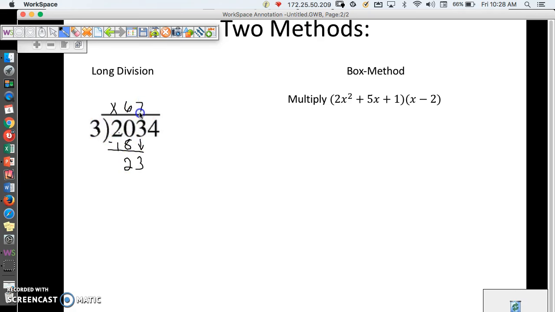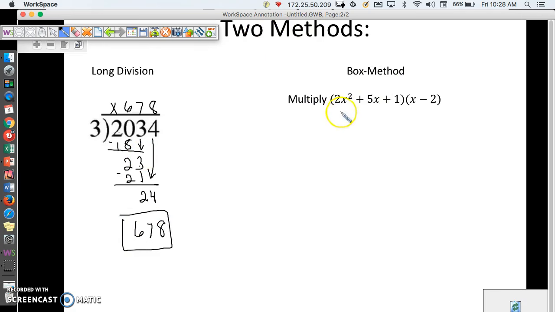3 goes into 23 7 times. 7 times 3 is 21. Subtract again, 23 minus 21 is 2. Bring down the 4. 3 goes into 24 8 times. So your answer would be 678.